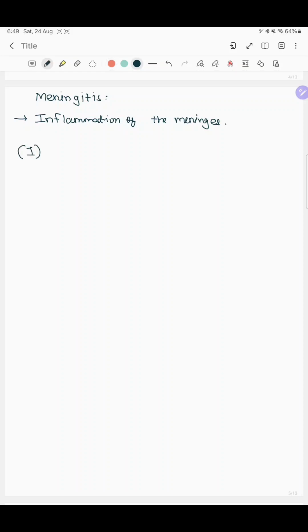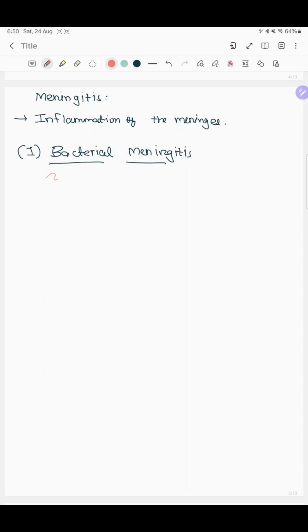The manner in which I'm going to teach you is we're going to first study bacterial meningitis, then viral, and then fungal. I'm going to teach you the different organisms which cause them, the clinical manifestations, the factors which can cause it, and at last the lab diagnosis of meningitis. So what are the different types of bacterial meningitis? Bacterial meningitis is the first topic.